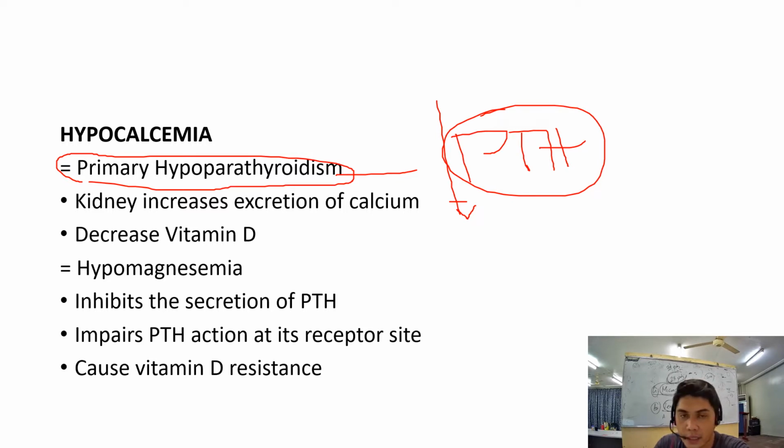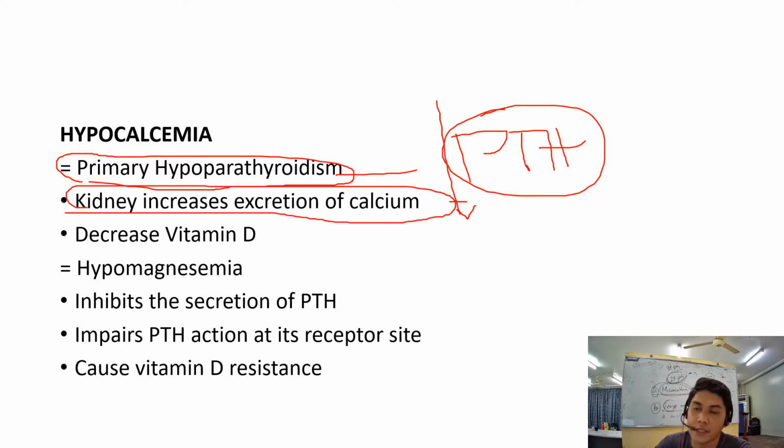Okay? So meaning, for primary hypoparathyroidism, the kidney increases excretion of calcium. So meaning there is an increase in the excretion of calcium due to the decrease in PTH. And PTH also promotes the absorption of vitamin D. So another effect of primary hypoparathyroidism is the decrease in vitamin D because PTH promotes the absorption of vitamin D.